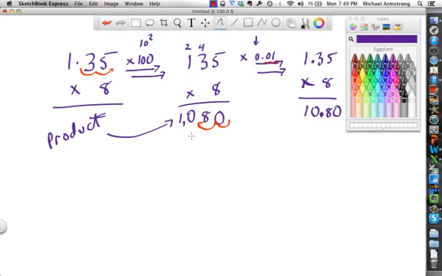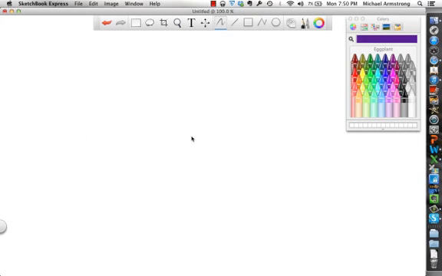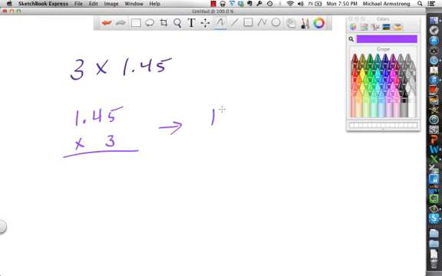Let's do it again. Let's do another problem. Let's make this one, I'm trying to decide if we should make it easy or difficult. I guess they're all about the same. Say we have 3 times 1.45. Now, really all we have to do is write down 145 times 3, or write it down without the decimal. Just don't forget that decimal is in there.